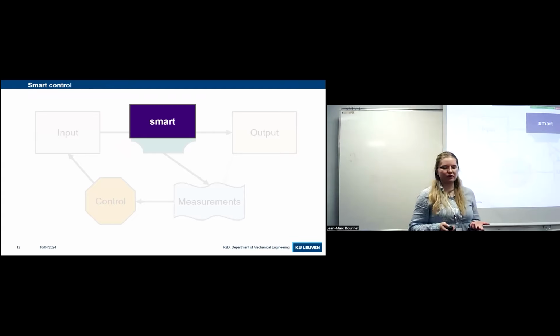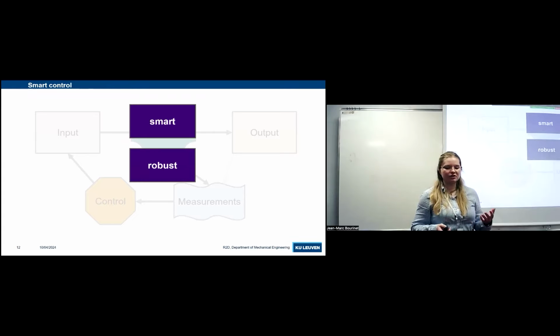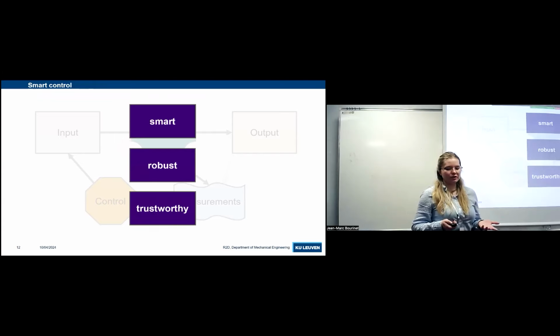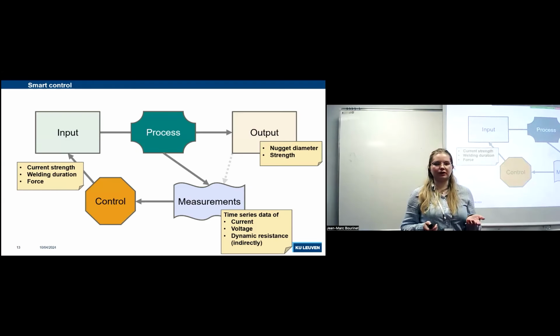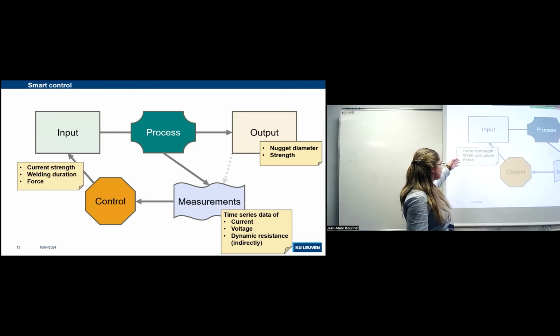Further, the choice of input should be robust. This means you always choose the same input in the same situation and a similar input in a similar situation. Trustworthy, so the choice of input is leading to the desired output. For resistant spot welding, you have direct control over the current strength, the welding duration, and the force. Those are our input quantities.